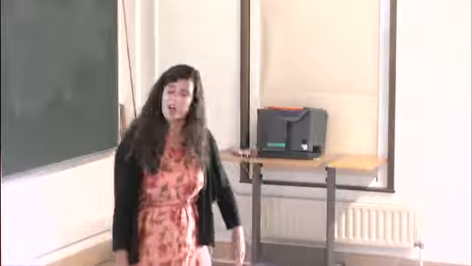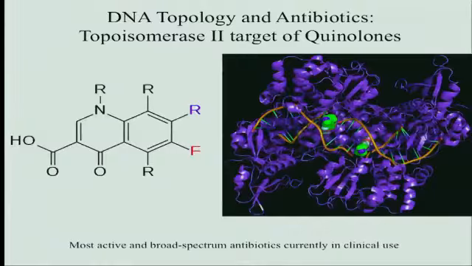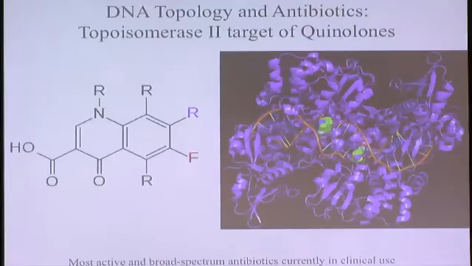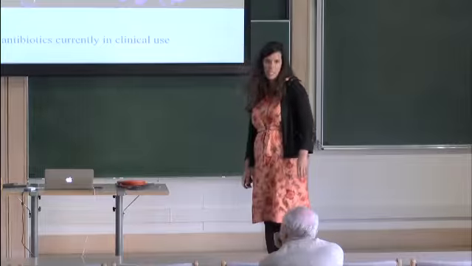Okay. And so there's one other arena where DNA topology comes into play, and that's in the world of antibiotics. Topoisomerase II is also a target for the quinolone family of antibiotics. So here's the structure of the quinolone family. If there's a fluorine here, these are the fluoroquinolones. And over here is a crystal structure shown with a DNA molecule and 2 drugs from the quinolone family, in this case ciprofloxacin, bound to a type 2 topoisomerase called DNA gyrase. So these are examples. In fact, these antibiotics are the most active and broad spectrum antibiotics currently in clinical use.